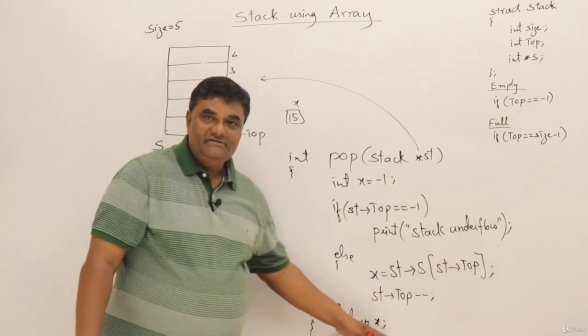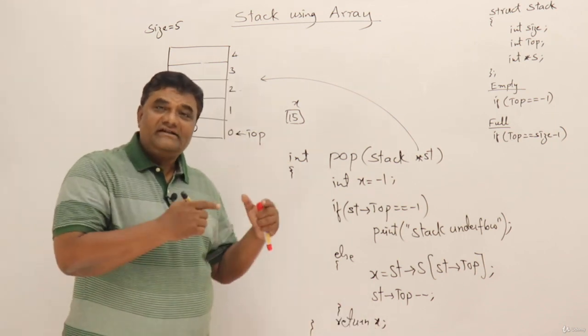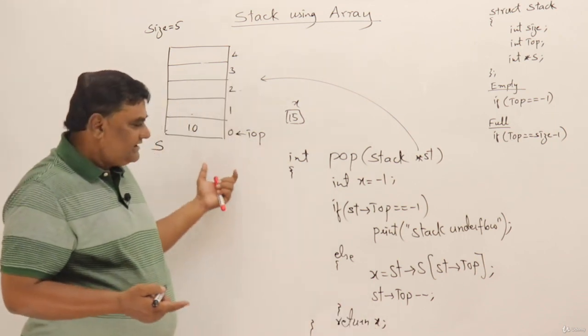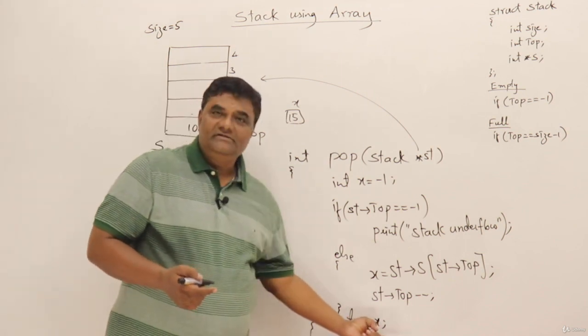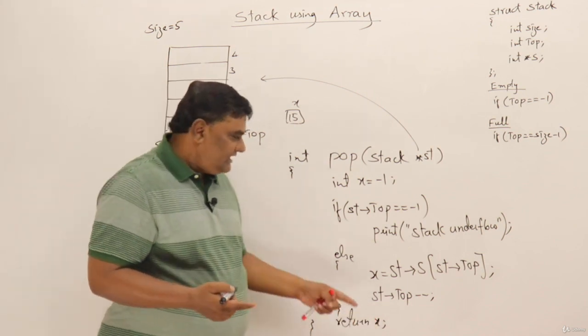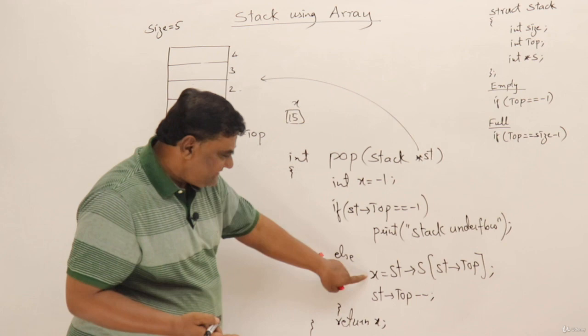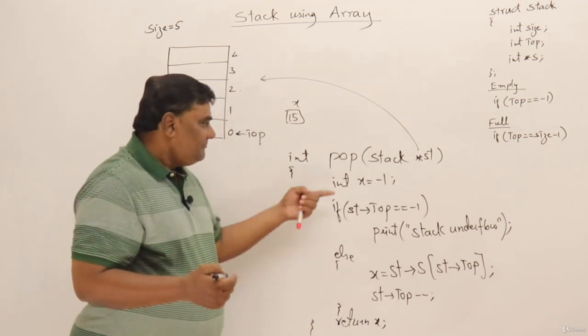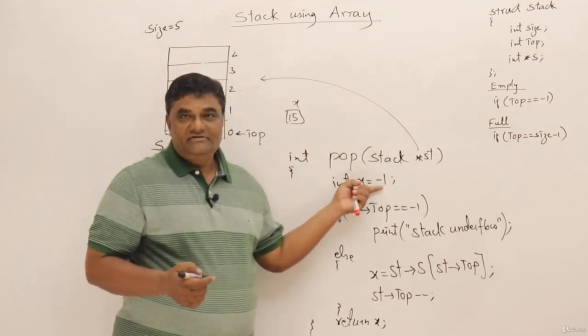So value is returned. Now one more thing, if the stack is empty, then there is nothing to delete. Then what will this function return? It is returning x. So if nothing is deleted, x is unchanged, the else part is not executed, which means it will return -1.